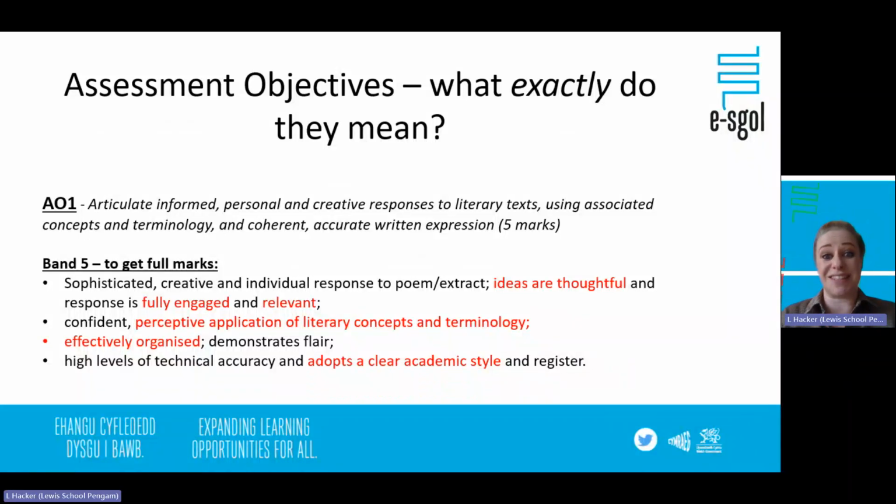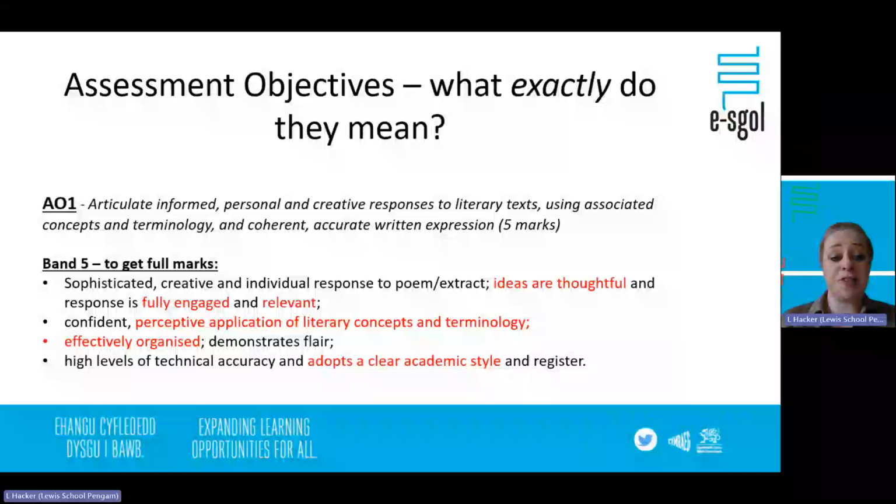The examiner at this standard, second year of A-level, is expecting you to be able to write fluently and accurately, meaning no major errors in expression, grammar, punctuation or spelling. So let's have a look at the band 5 breakdown for this assessment objective then.